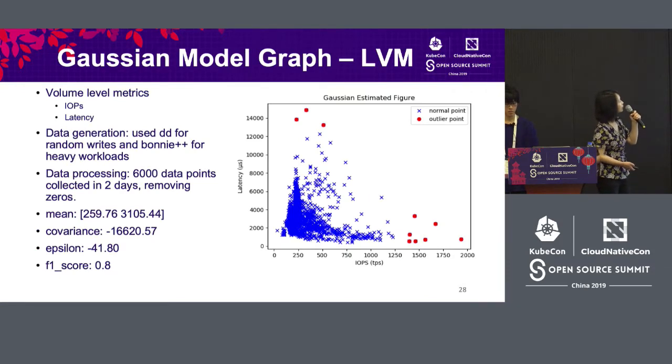So we ran the Gaussian model with the data we collected from LVM. We collected 6 different metrics from LVM, but we only used 2 to show this. It's easier to display here. So we used the volume level metrics, IOPS and latency here. We collected that over 2 days, and then we got 6,000 data points after removing some zeros. And we also used dd and Bonnie to generate some workloads. So the blue data points are the normal data points, and the red ones are outliers.